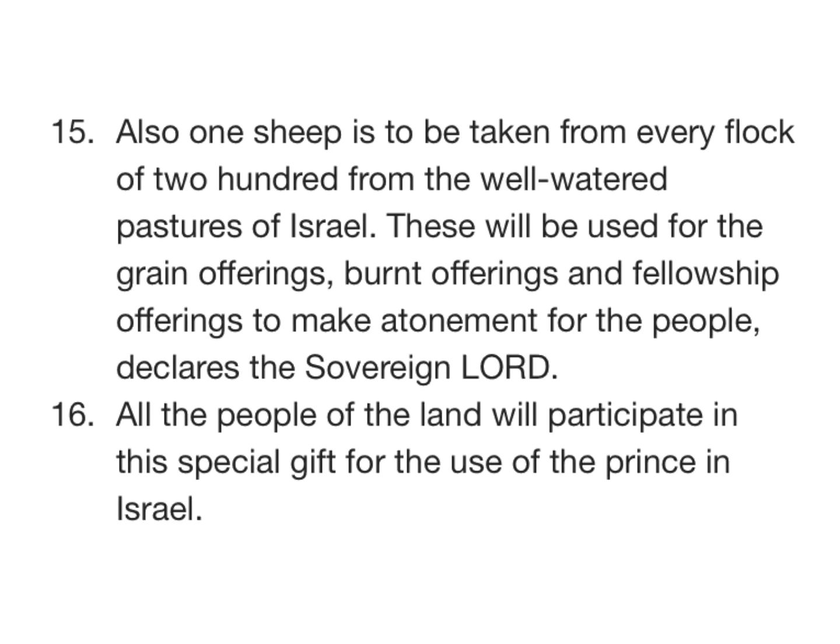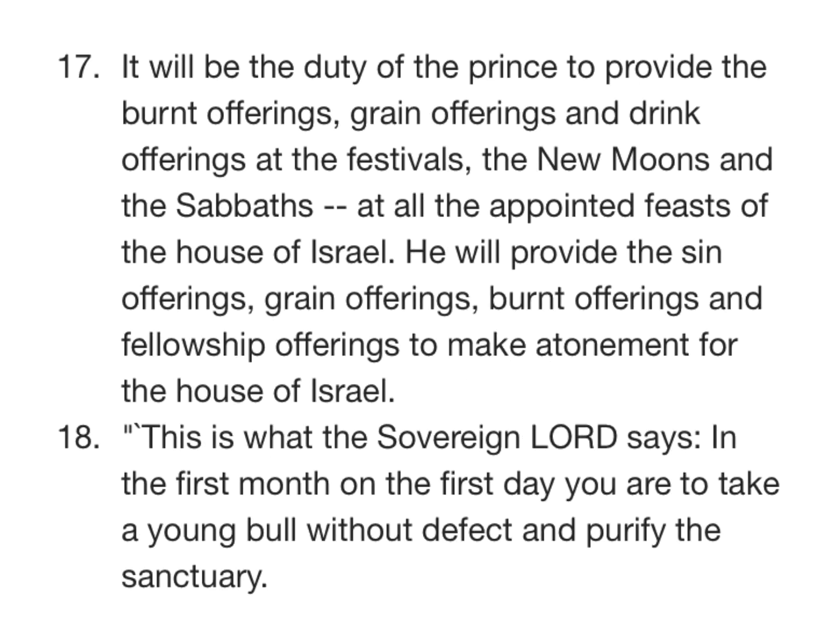Also, 1 sheep is to be taken from every flock of 200 from the well-watered pastures of Israel. These will be used for the grain offerings, burnt offerings, and fellowship offerings, to make atonement for the people, declares the sovereign Lord. All the people of the land will participate in this special gift for the use of the prince in Israel. It will be the duty of the prince to provide the burnt offerings, grain offerings, and drink offerings at the festivals, the new moons, and the Sabbaths, at all the appointed feasts of the house of Israel. He will provide the sin offerings, grain offerings, burnt offerings, and fellowship offerings to make atonement for the house of Israel.